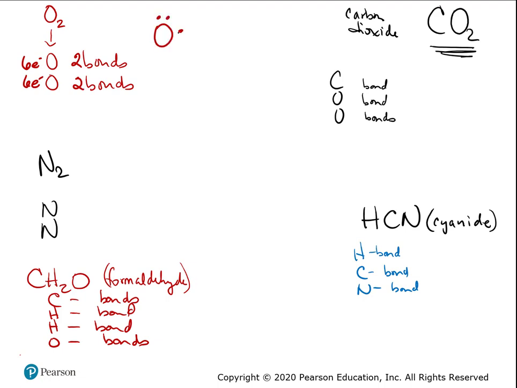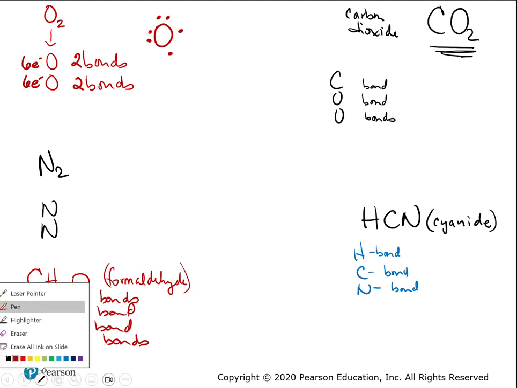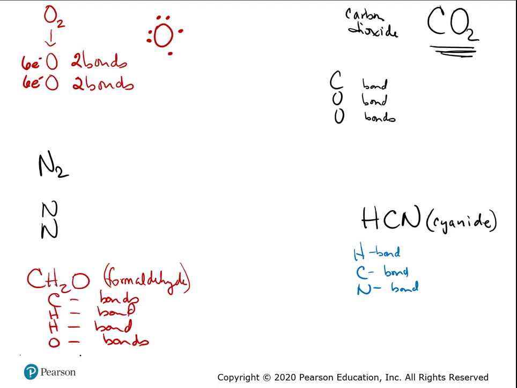So O, 1, 2, 3, 4, 5, 6 dots around this one. Now I have to add the other oxygen. Where do you want to add the other oxygen? To the top, to the bottom, to the left, to the right? To the right. I've got to add it to one where there isn't a pair. So I'm going to put my other oxygen's 1, 2, 3, 4, 5, 6, with the pair in between. It wouldn't be wrong if I put the one underneath. I could put it there, or I could put it down here. That's fine, as long as those 2 dots are between the 2 oxygens, that represents a bond.